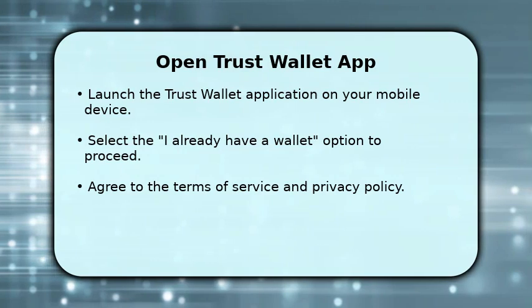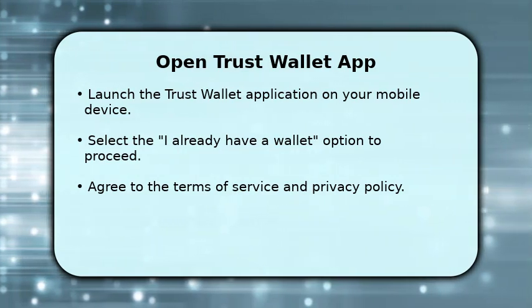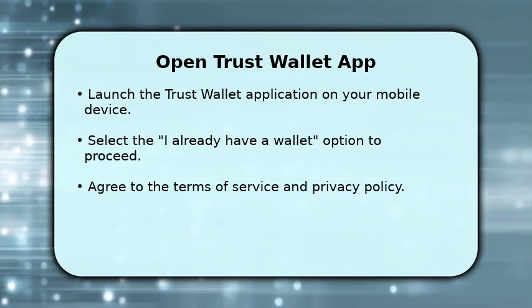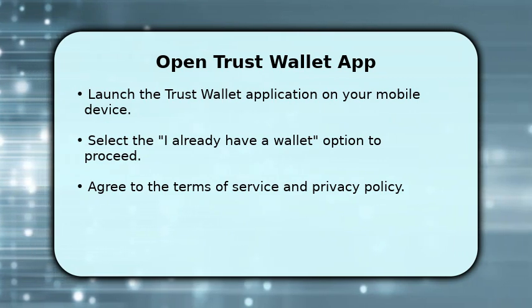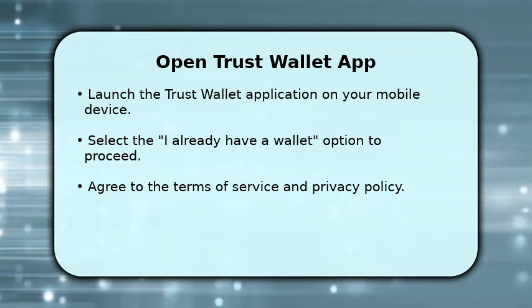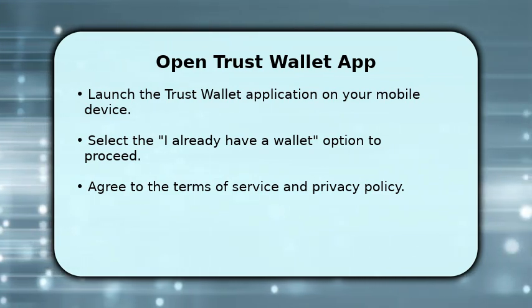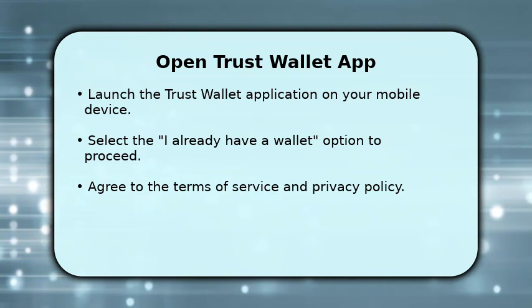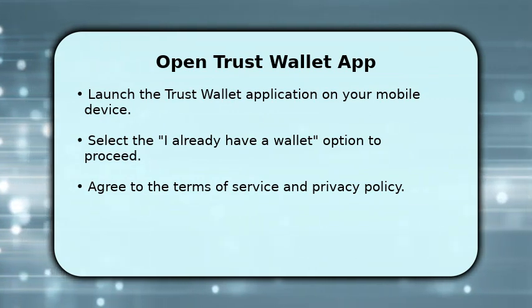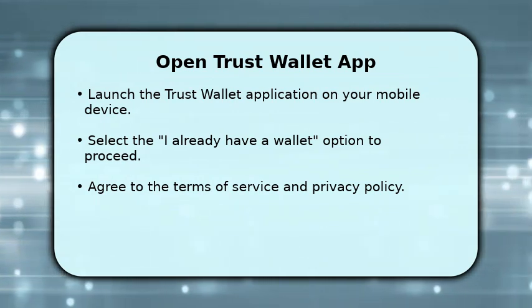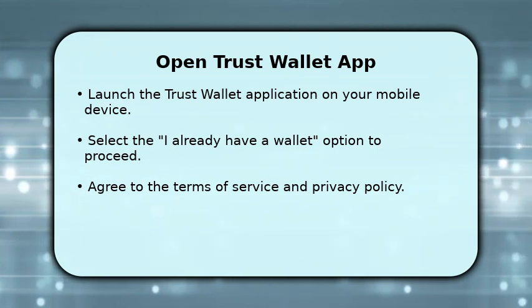First things first, open up your Trust Wallet application on your phone. If you're new to the app, you'll see options to create a new wallet or import an existing one. Since we're logging in with a secret phrase, you'll want to select the I already have a wallet option. After that, simply agree to the terms of service and privacy policy to move forward.